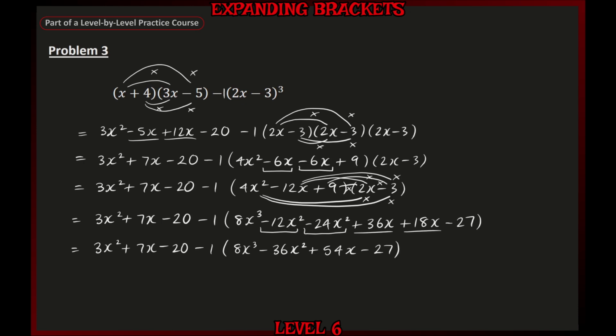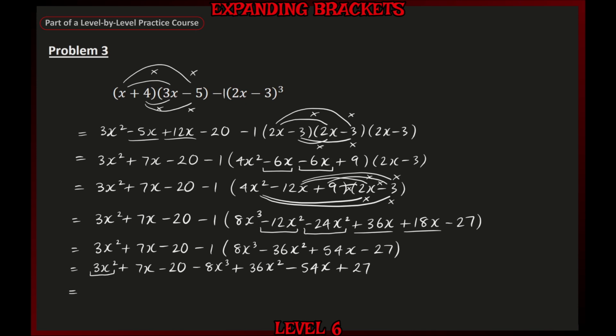So now that that bracket has been simplified, we can multiply it by the minus 1 that's in front of it. And all this does is change the sign of every term in the bracket. So we have 3x squared plus 7x minus 20, and now minus 8x cubed plus 36x squared minus 54x plus 27. To finish off this question, we need to finally simplify everything here by collecting together any like terms that we have.